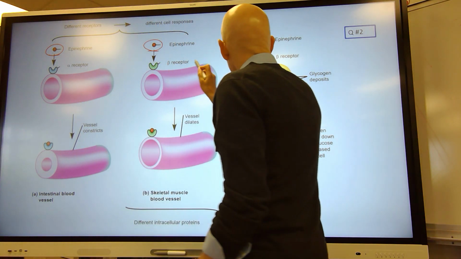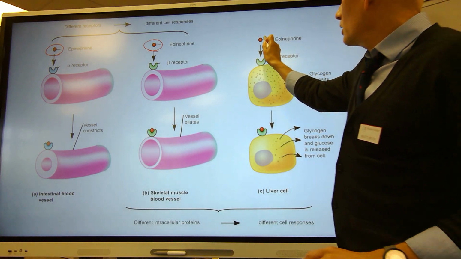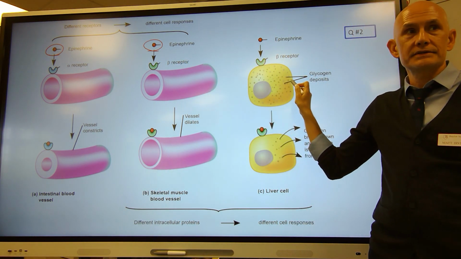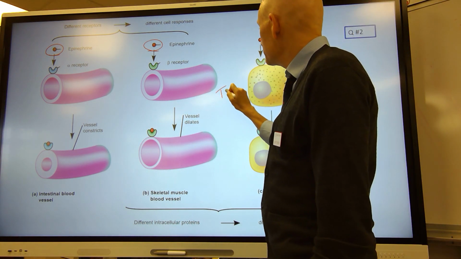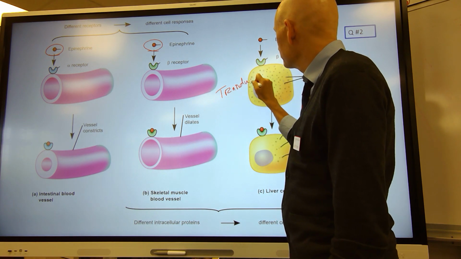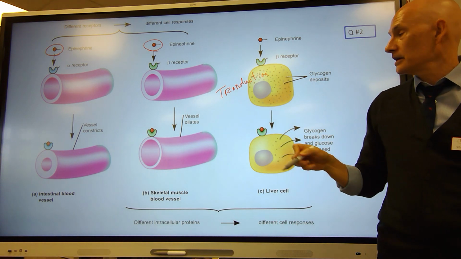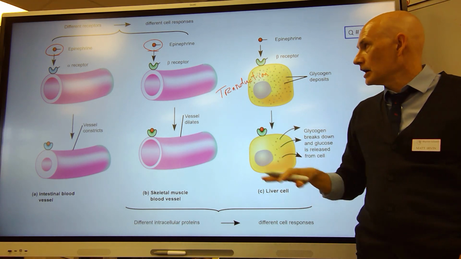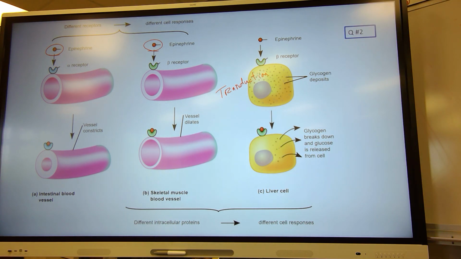But what we see over here, we've got the same hormone again, and the same receptor, but different types of cells, and you'll get a different response. Because what's different here is the transduction pathway and the ability of the cells, because they are different in how they respond. So here you're going to get glycogen breakdown to make glucose to give you energy.